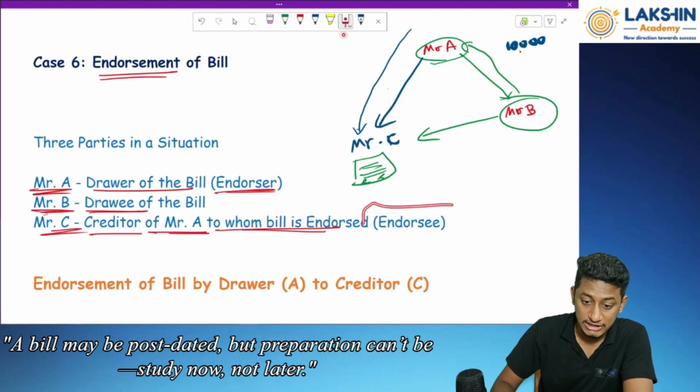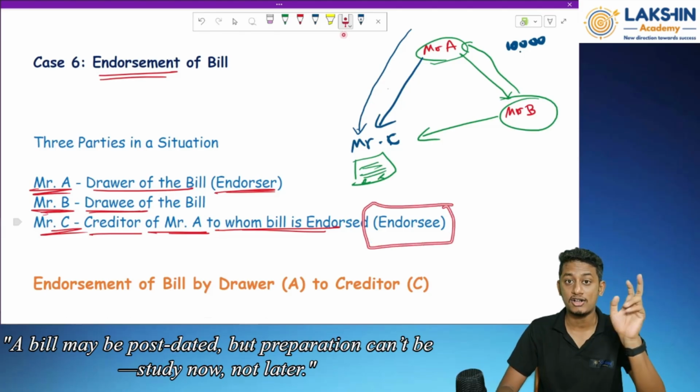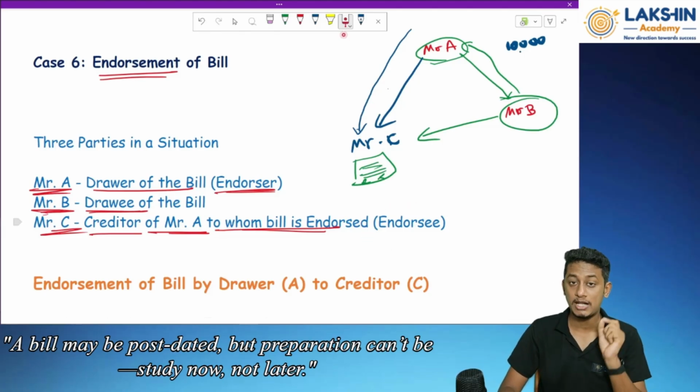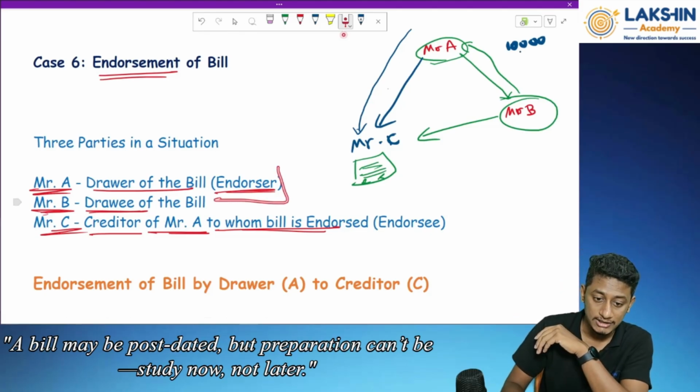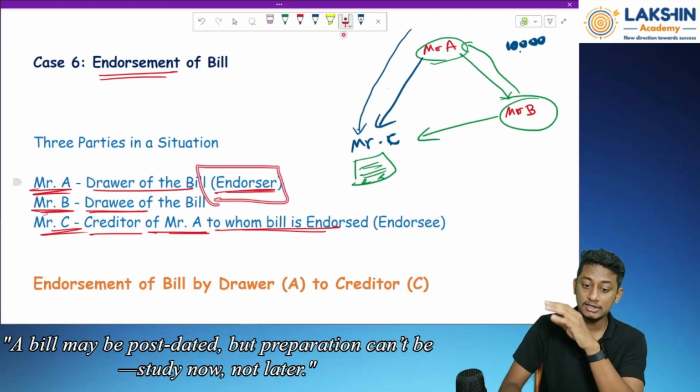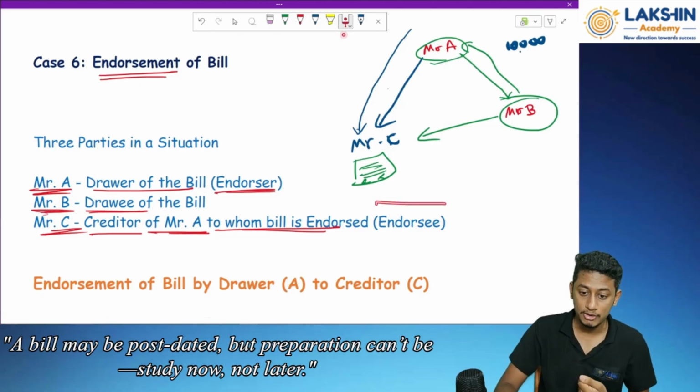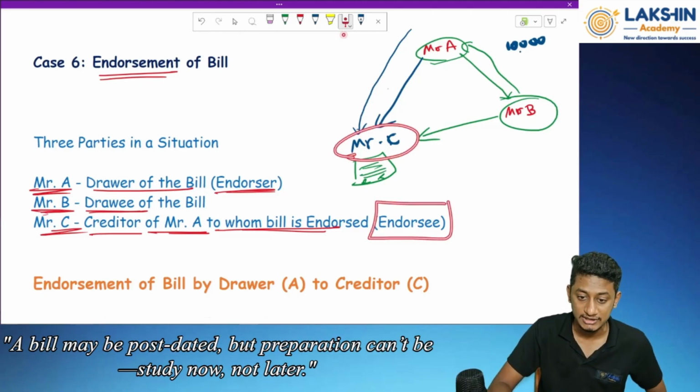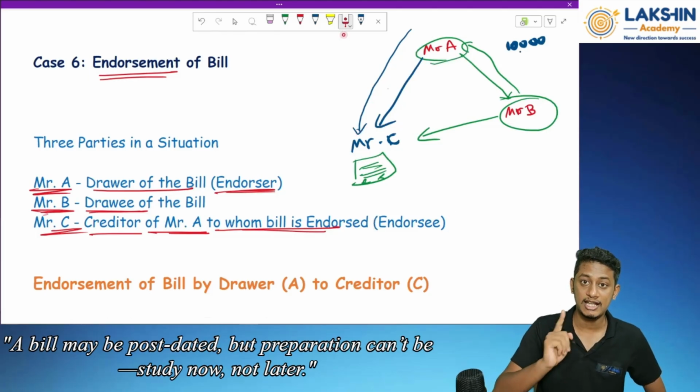But the person who receives the bill will be called the endorsee. Remember the terminologies. The person who endorses will be called the endorser. The person who receives the endorsed bill will be called the endorsee. So in this case, Mr. C is the endorsee, Mr. A is the endorser. Remember this, okay? ER and EE.